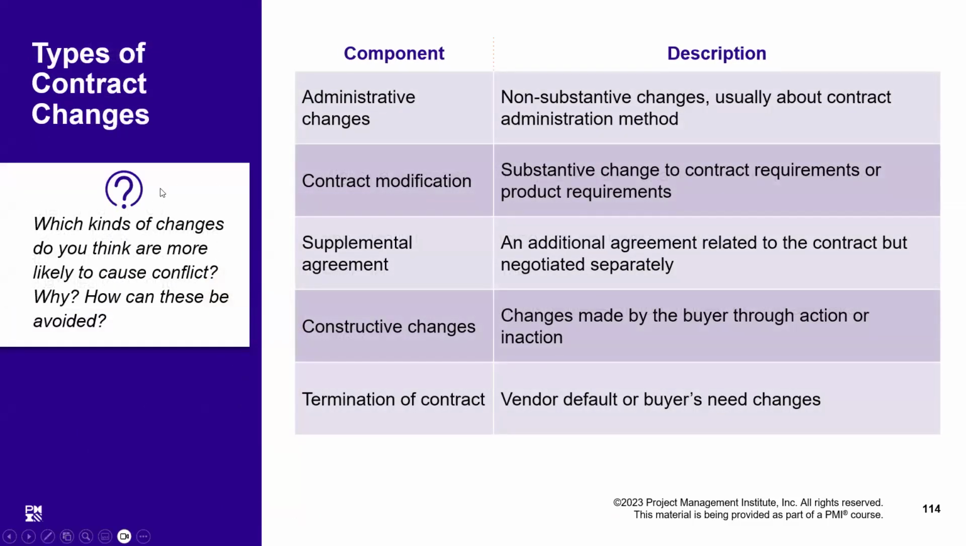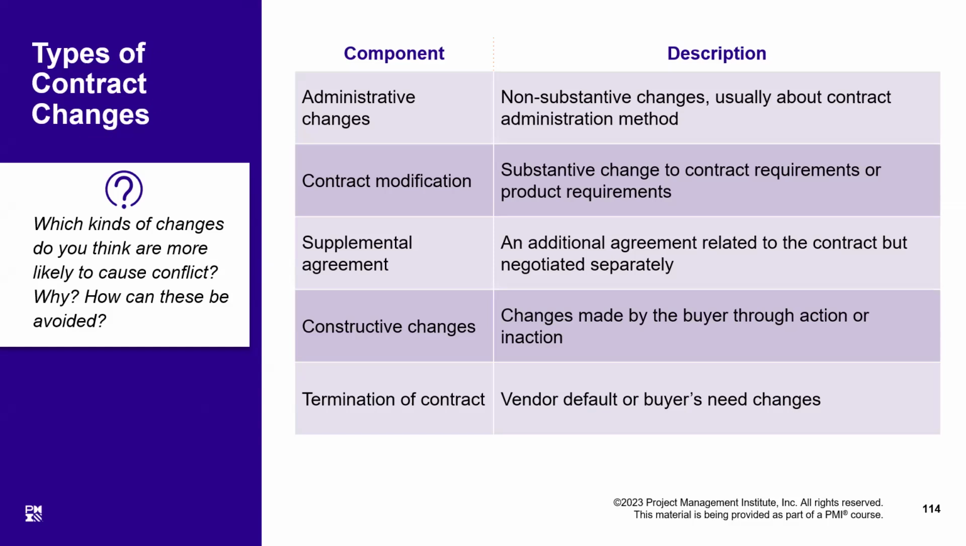Types of contract changes. There could be administrative changes in the contract, which are non-substantive, maybe the name of the signatory has changed or something like that, which has no impact on the working of the contract. Therefore, they are called administrative changes, and they can be made mutually between the two parties, gaining consensus on that. Then there are modifications to the contract. There could be substantive changes to the contract requirement or product requirement. The contract has to be renegotiated.